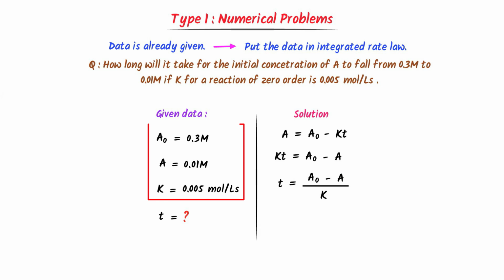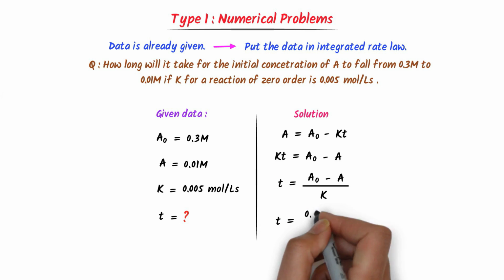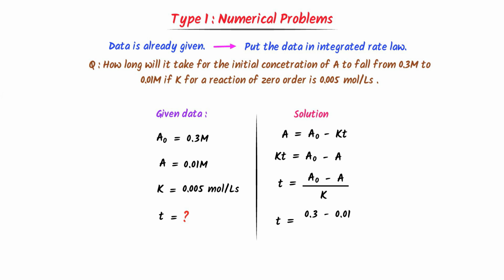Now I plug in all these values in this equation. I write t equals (0.3 minus 0.01) upon 0.005. After calculation, I get 58 seconds. So the time is 58 seconds. It means that in 58 seconds, the concentration of A reactant will drop from 0.3 M to 0.01 M. Thus, using this integrated rate law, you can easily crack type 1 numerical problems.